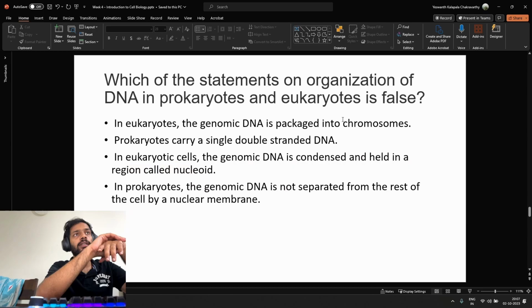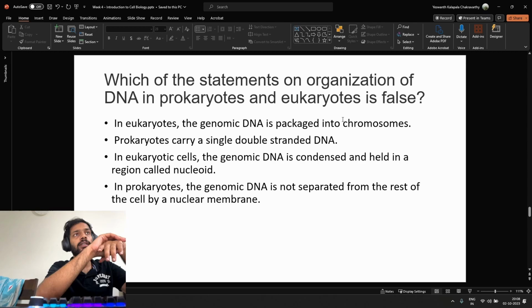Okay. Which of the statements on organization of DNA in prokaryotes and eukaryotes is false? In eukaryotes, the genomic DNA is packed into chromosomes. Prokaryotes carry a single double-stranded DNA. In eukaryotic cells, the genomic DNA is condensed and held in a region called nucleoid. In prokaryotic cells, the genomic DNA is not separated from the rest of the cell by a nuclear membrane. So, which of, sorry? B. Prokaryotes carry single double-stranded DNA.